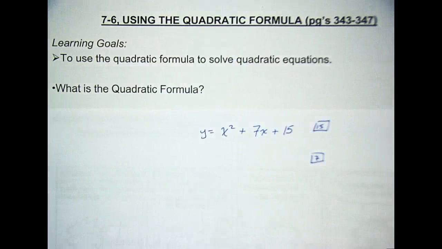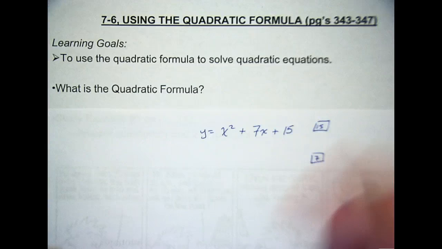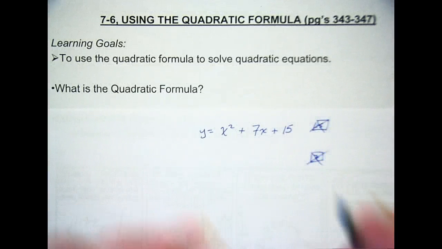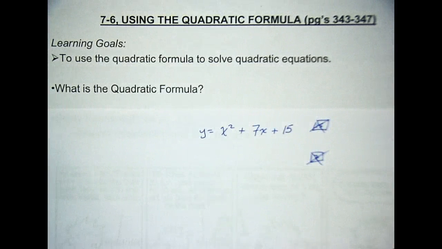How about 1 and 15? Does that work? No. 2 doesn't go. 3 and 5? That's close. Does it work? 3 and 5 add to 8. Okay, so it looks like no. So on your test, what did we call that? We called that a prime, right? We called that a prime.